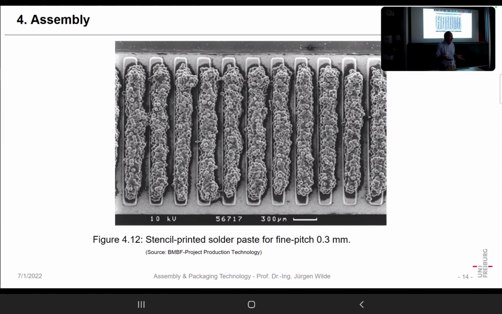You can get it, but what you get in the end is many defects. Here you can clearly see, for instance, that a bridge is already formed. When you heat that in soldering, you will have a solid bridge. That's one of the most important defects.